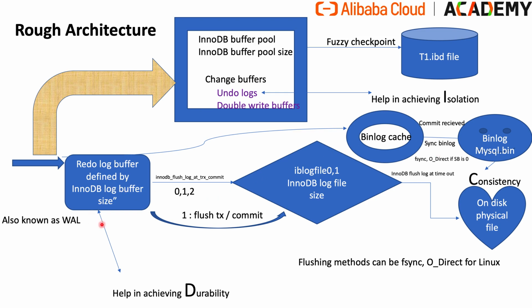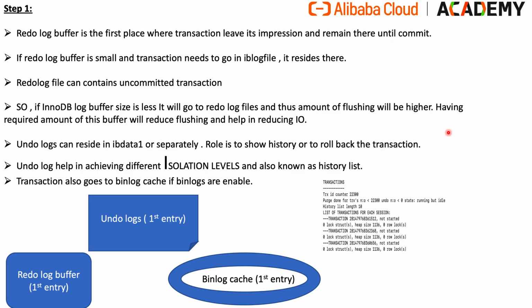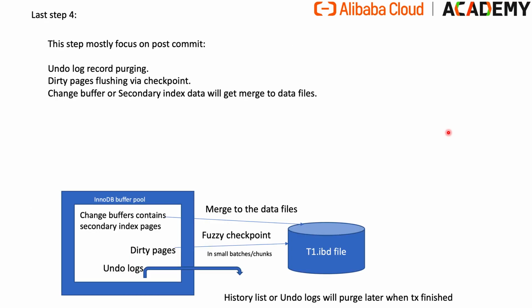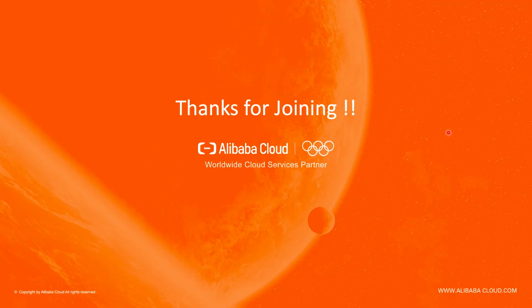So I can say redo log helps in the durability part because it is logging the data before write ahead. Then we have MySQL bin logs, which help in achieving consistency. Then we have undo logs, which help in achieving isolation, and then lastly we have atomicity, which we can achieve by following this architecture. So I have covered all those segregation steps 1, 2, 3, and 4. So I think this will be quite helpful for you.